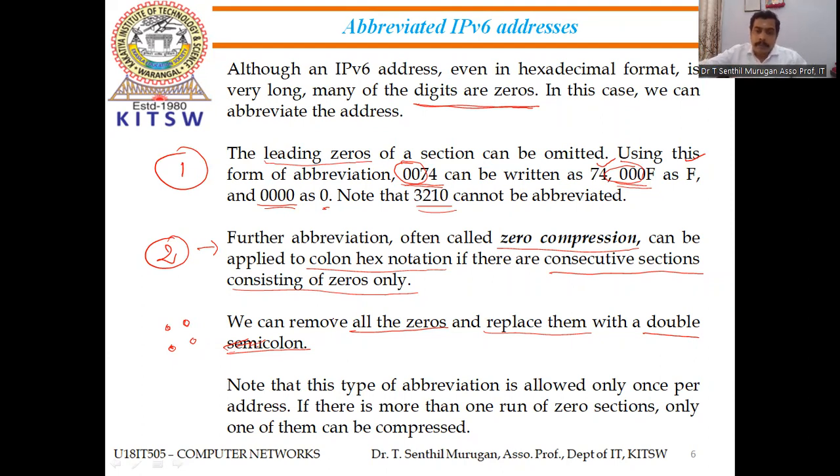So note that this type of abbreviation is allowed only once per address. This double colon, you have to use only one time. Okay. So for example, here 0000 some bits are there. In between some numbers are there. Okay, 4444. Then 0000 is there. Okay. So don't use it like this: double colon 4444 double colon. This is wrong. Okay. So you have to use it only one time.